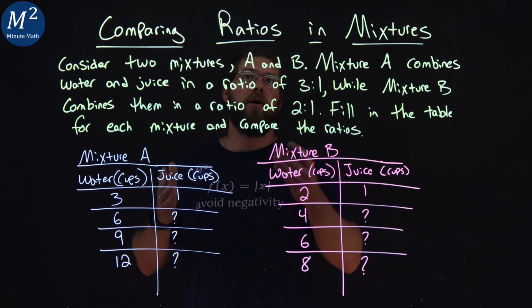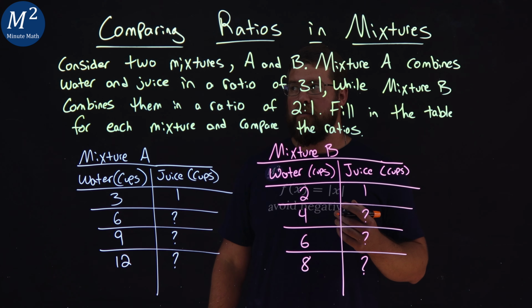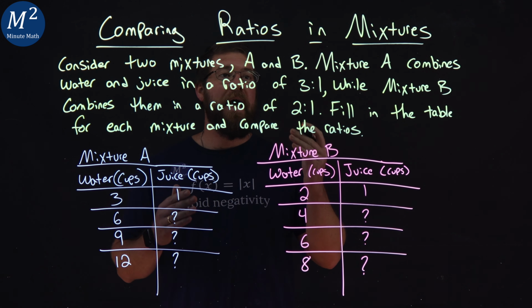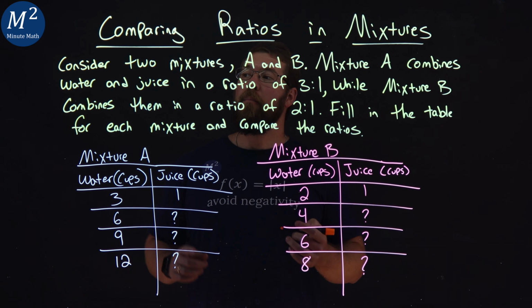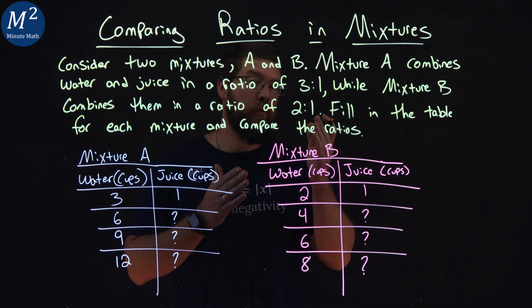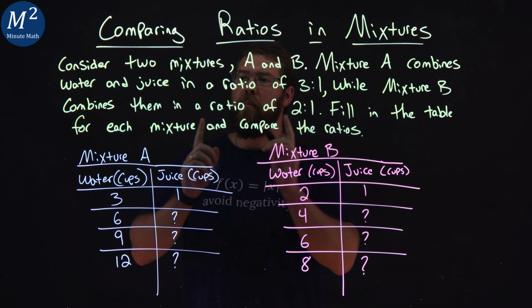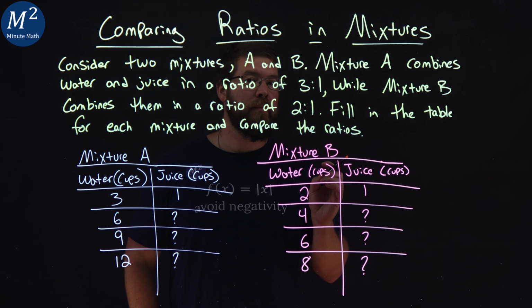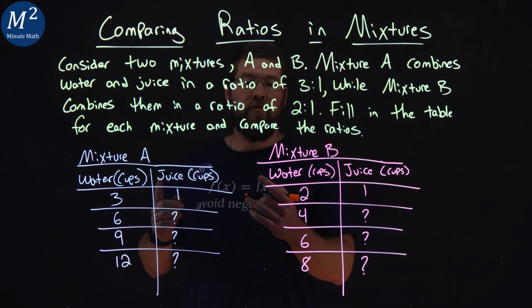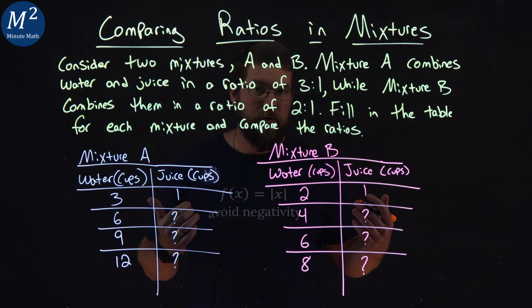Let's learn about comparing ratios in mixtures. Consider two mixtures, A and B. Mixture A combines water and juice in a ratio of 3:1, while mixture B combines them in a ratio of 2:1. Fill in the table for each mixture and compare the ratios.